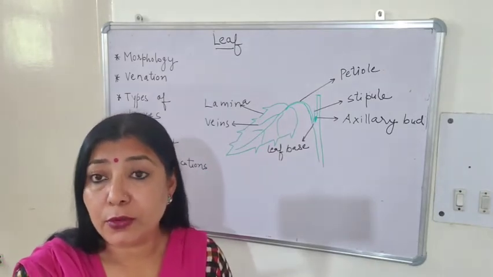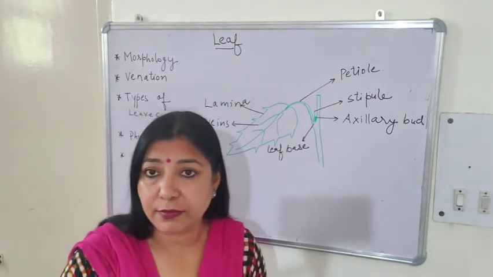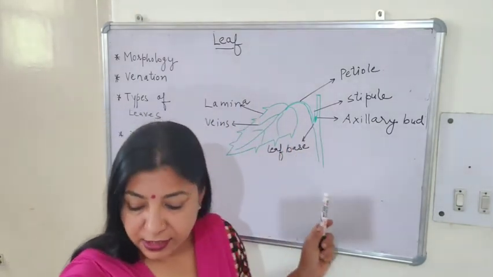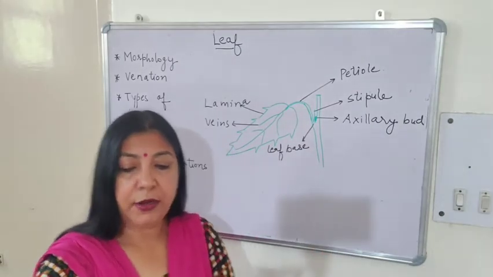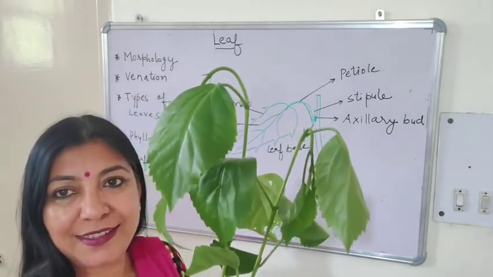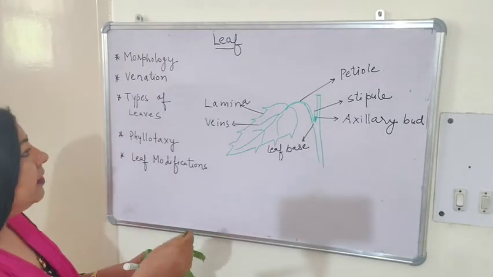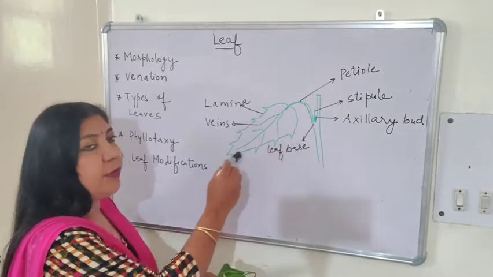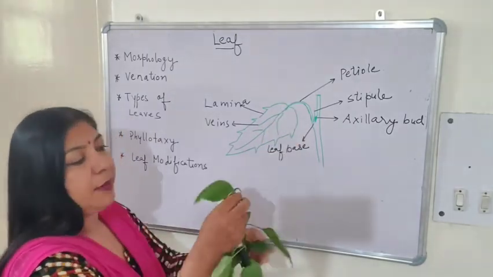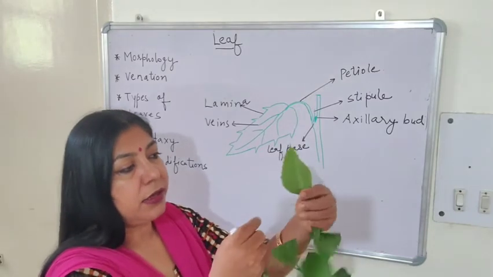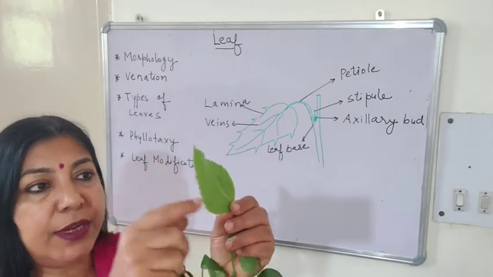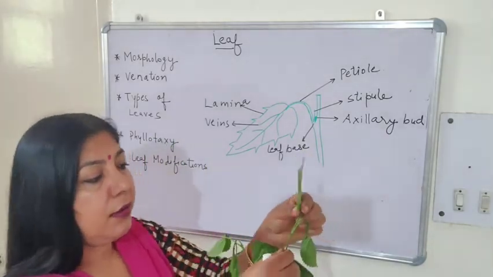So leaf, as you all know, is part of the shoot system. This is a diagram of a leaf, and similarly I've got a twig. This is a hibiscus leaf, China rose. If you see, the leaf has a leaf blade, which is called lamina. In the lamina there is a network, and that network is called venation. There are veins present, and their arrangement is called venation, which we will study later on.